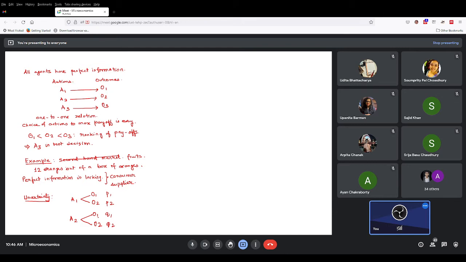Okay. When you're talking about information asymmetry, let's consider second hand cars. Okay. Now, the person who is selling the car, he has been using the car for quite some time, so he knows the quality.